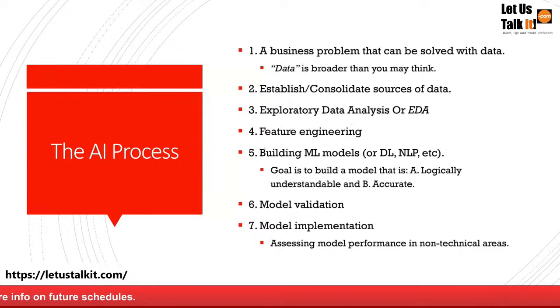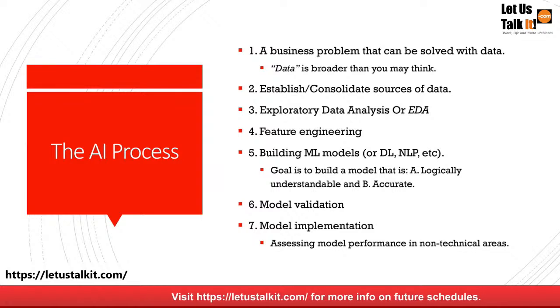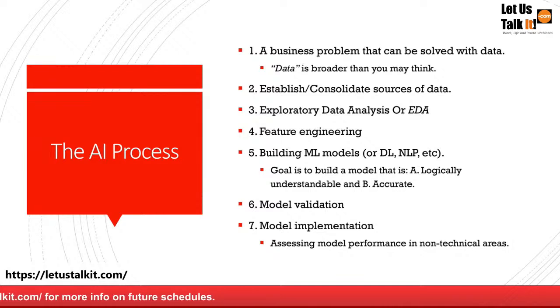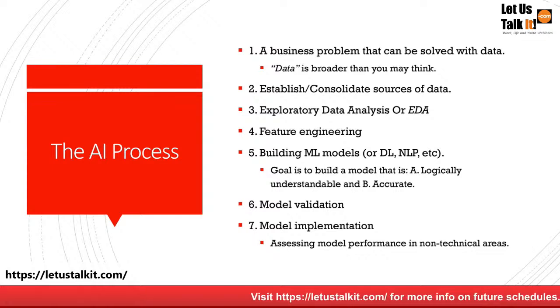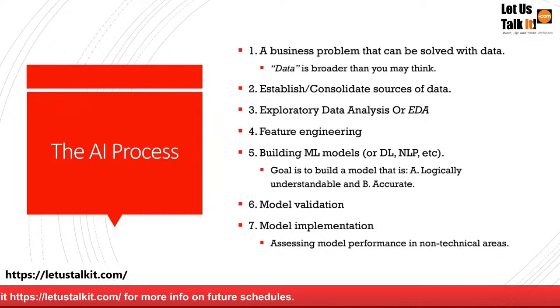A business problem is needed for us to start working in the right direction. And as we said, data is anything that can be recorded, understood by our systems, and studied and analyzed. After that, we need to either establish sources of data. This means that sometimes data scientists have to design experiments in order to collect new data, primary data. Sometimes we have to consolidate sources of data. Sometimes they already exist, but all we have to do is put them all in one place. Of course, this does not happen everywhere. Next is exploratory data analysis, or EDA.